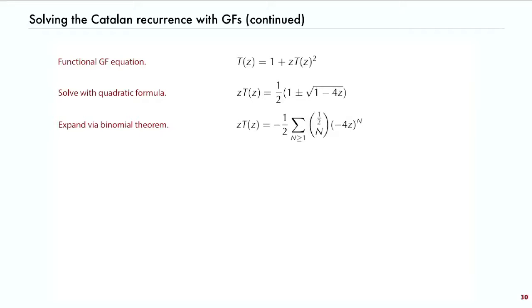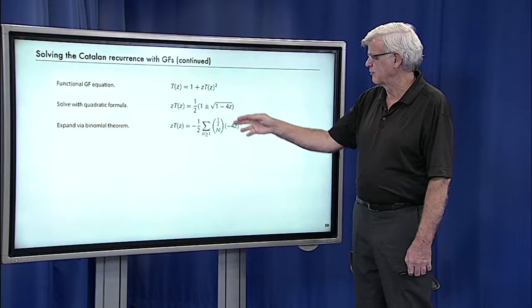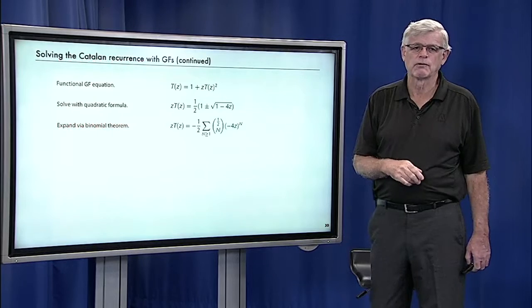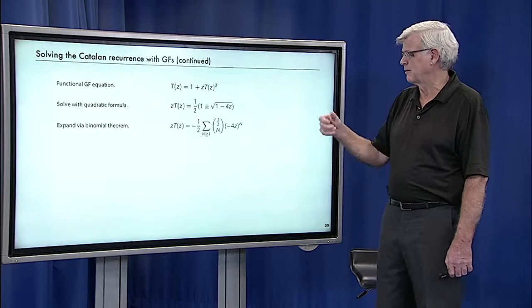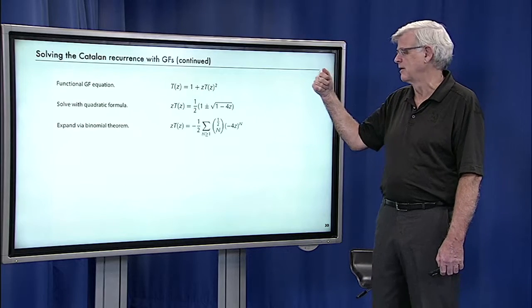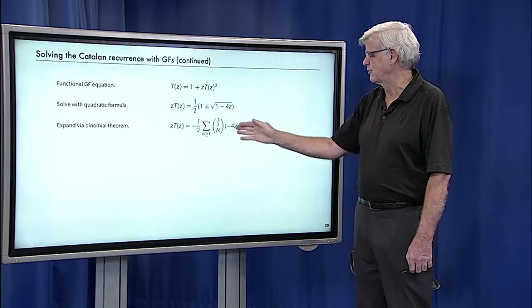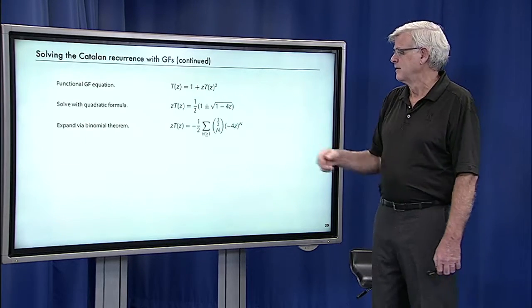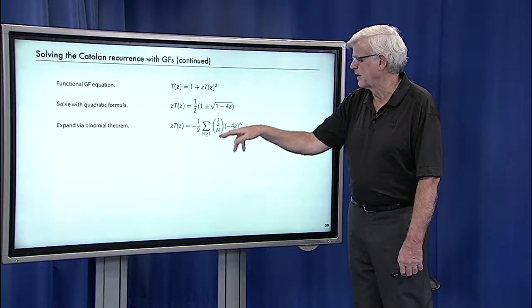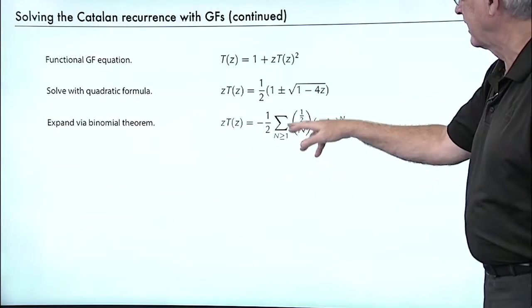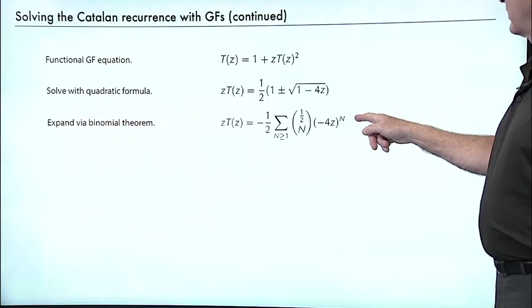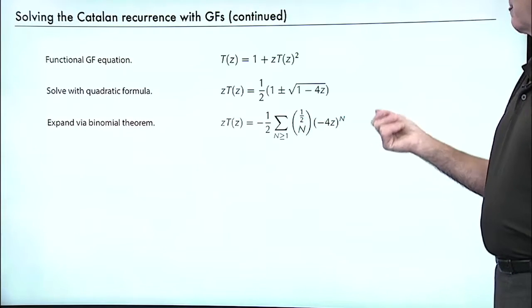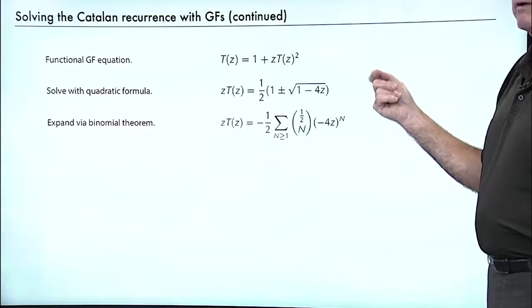So now, how do we deal with that? We expand 1 over square root of 1 minus 4z. We just use the binomial theorem. It's 1 minus 4z to the 1/2 power. So it's the sum of 1/2 choose n, minus 4z to the n. And then this one part goes away. And again, we can check that from initial values. So that's a key step for this generating function.